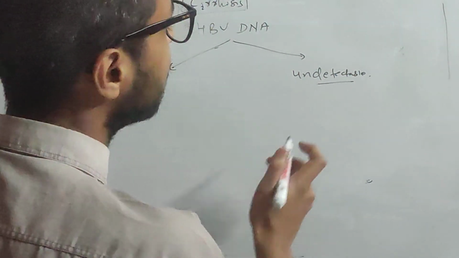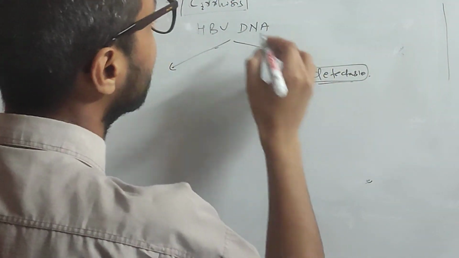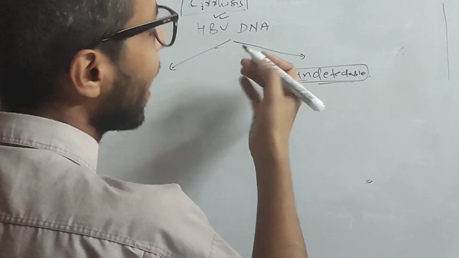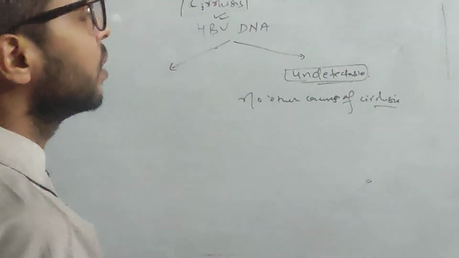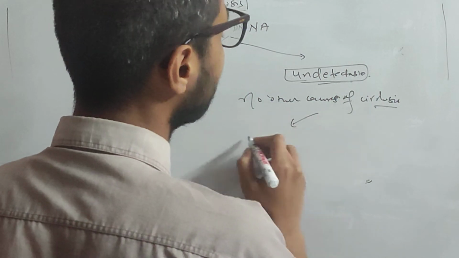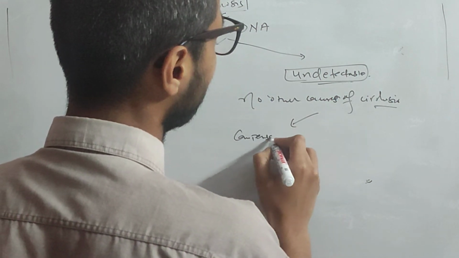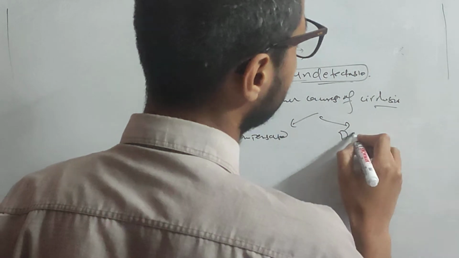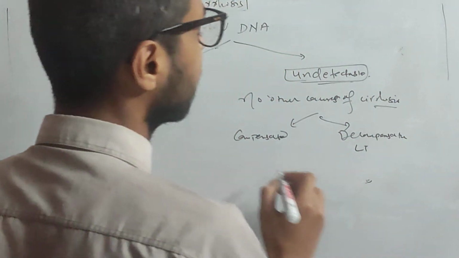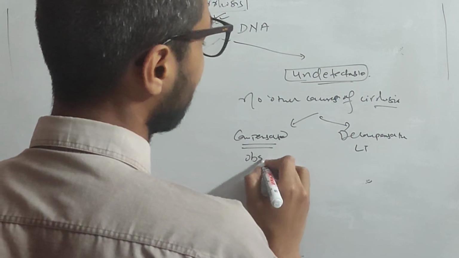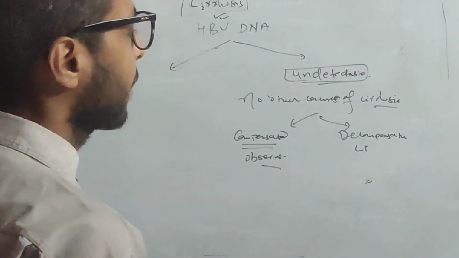So now let's come to this arm. Let's suppose it is undetectable, but cirrhosis is there. So viral load is undetectable. That's why you have to rule out other causes of cirrhosis. Let's suppose you ruled out other causes of cirrhosis and you concluded that it is only due to HBV. Then we look for whether it is compensated or decompensated cirrhosis. If it is decompensated, then go for liver transplantation. If it is compensated, then you can observe.